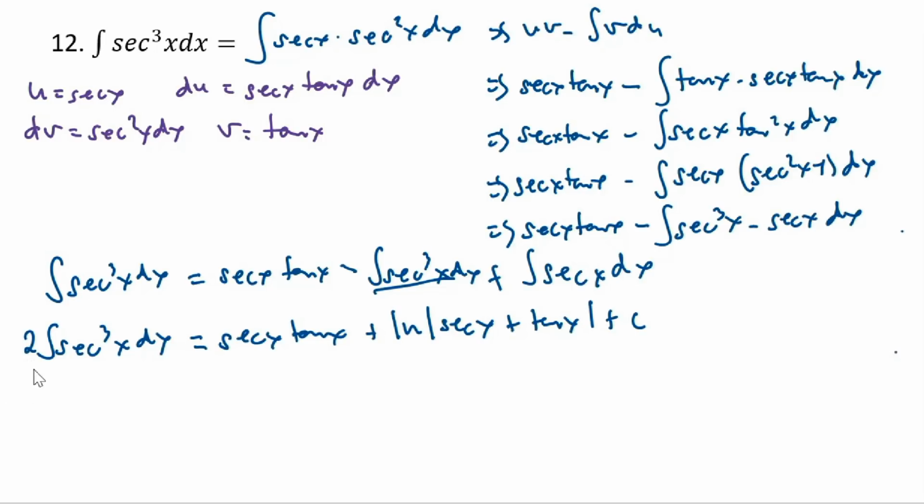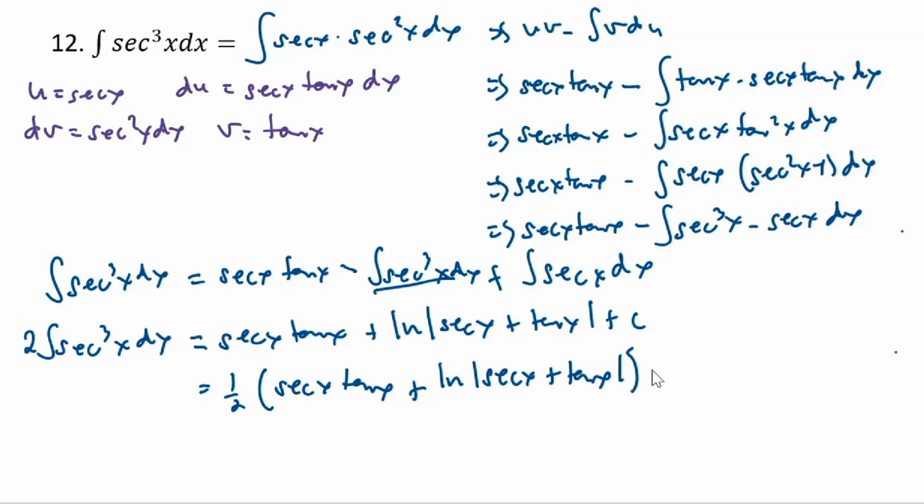But since we have a coefficient of 2 here, we can now write the final answer as 1 half of secant x tangent x plus ln of secant x plus tangent x, close, plus a constant. And that is now the answer for number 12.